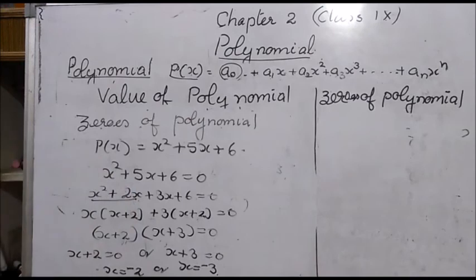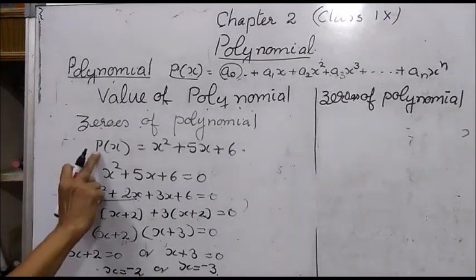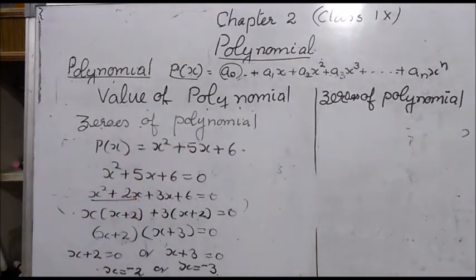That means finding out the zeros of the polynomial p of x means solving the equation p of x equal to 0. If you want to find the zeros of any polynomial, equate p of x to 0.